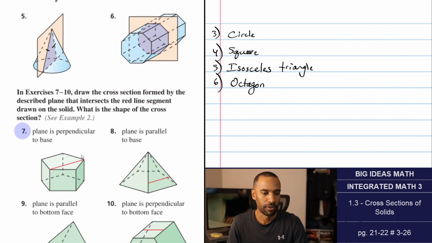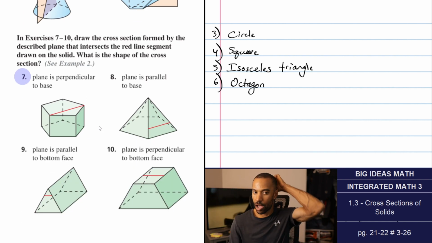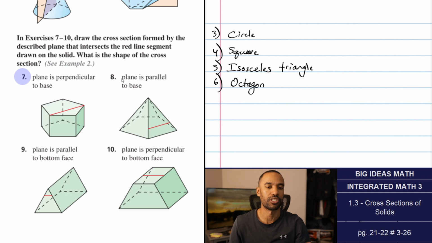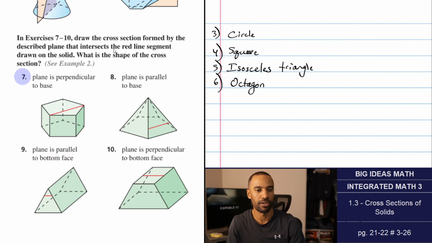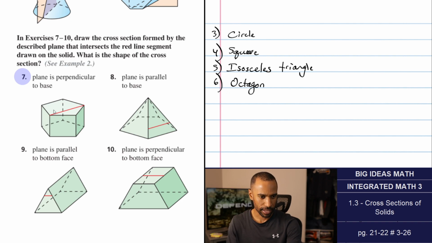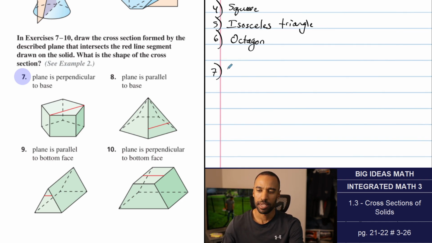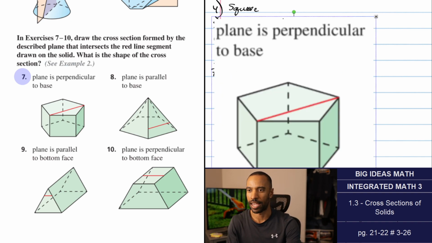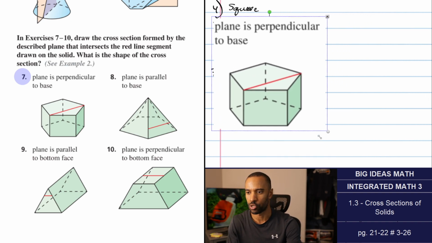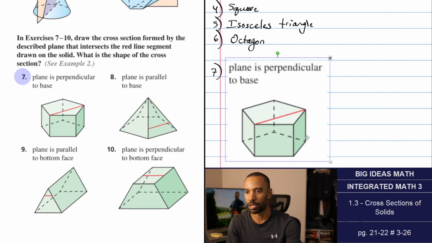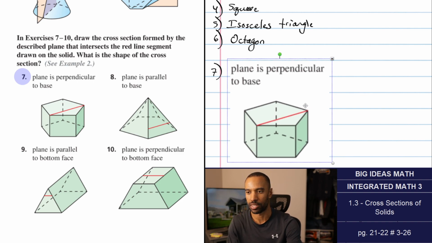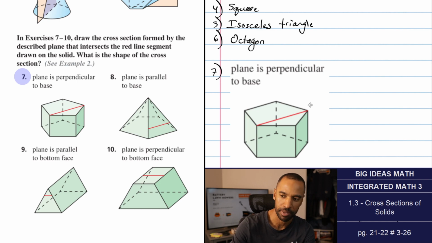4 questions done really quickly. Numbers 7 through 10, draw, this time it's up to us, draw the cross-section formed by the described plane that intersects the red line segment drawn in the solid. What is the shape of the cross-section? Because they already have the red line, it's possible that I might be able to do this without drawing the entire plane. I can probably just continue on the path of what's there and go from that. That might be very possible.